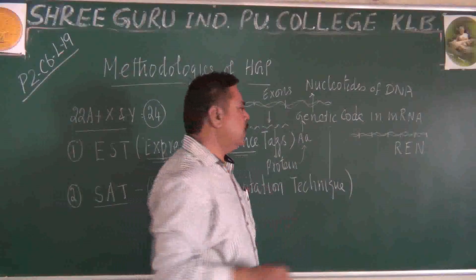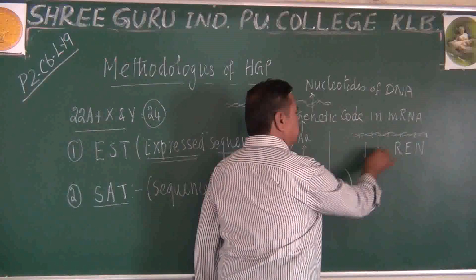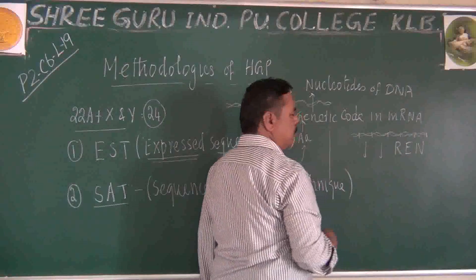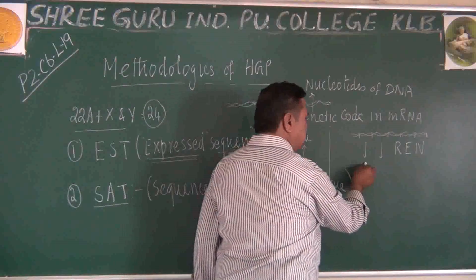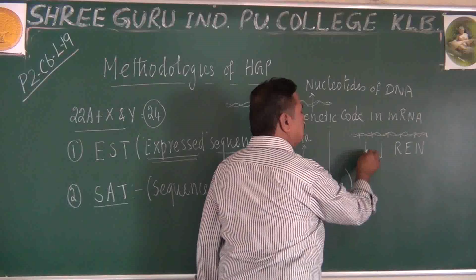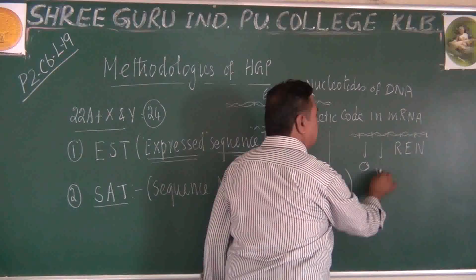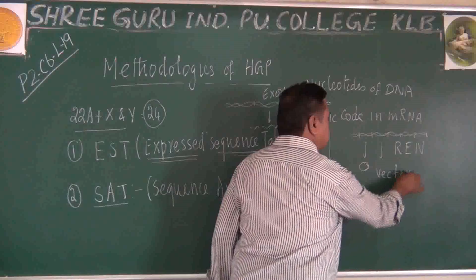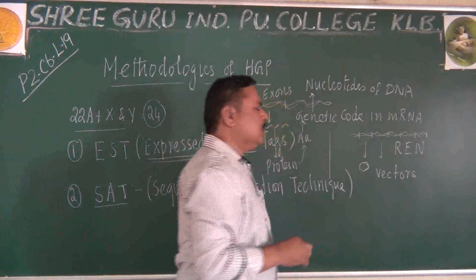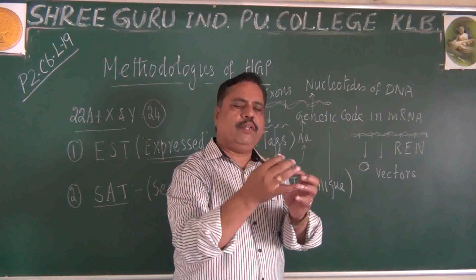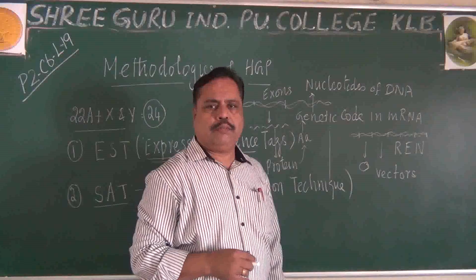When you get the fragments, remember this point, you are getting so many fragments. These fragments will be linked to some vectors actually. The second step involved here is that vectors will be joined with those DNA fragments.